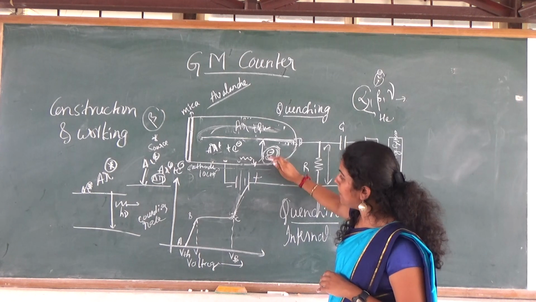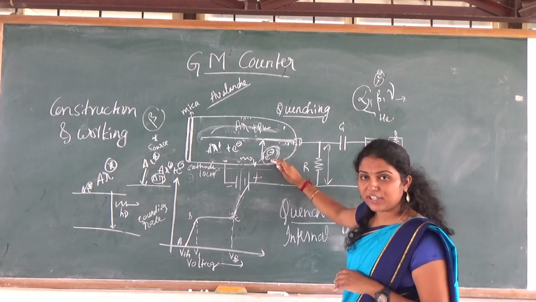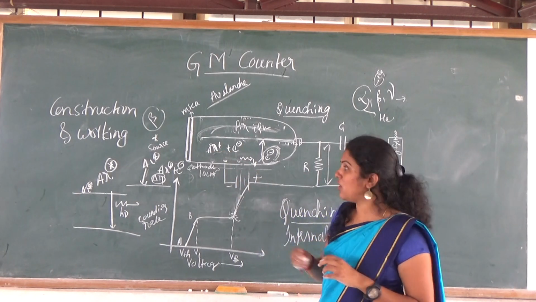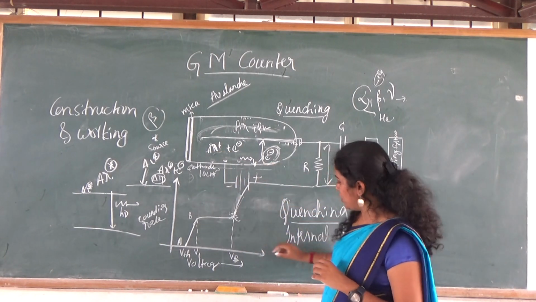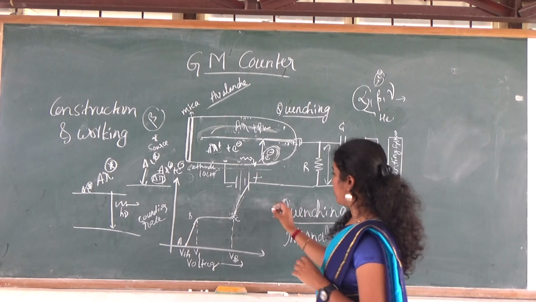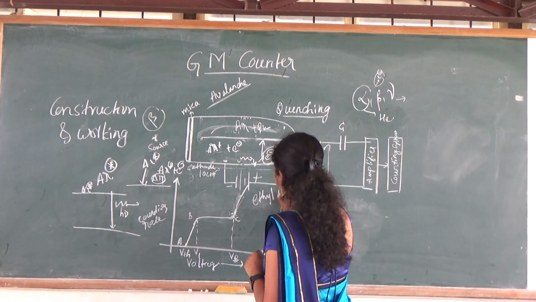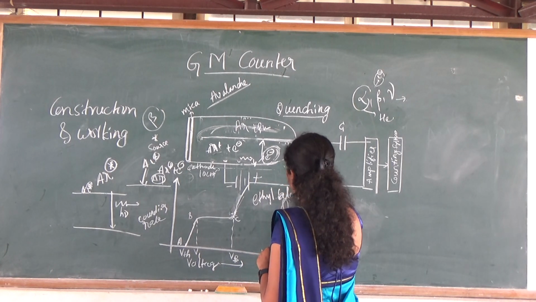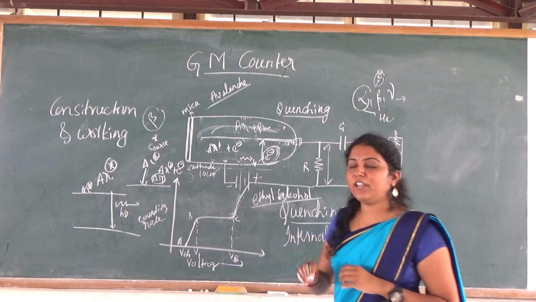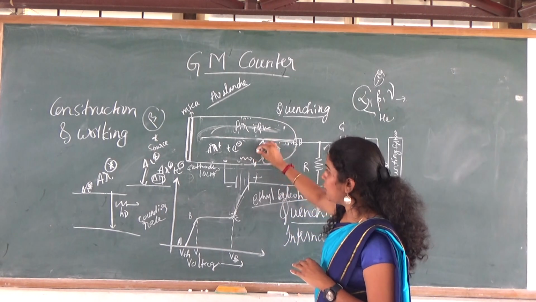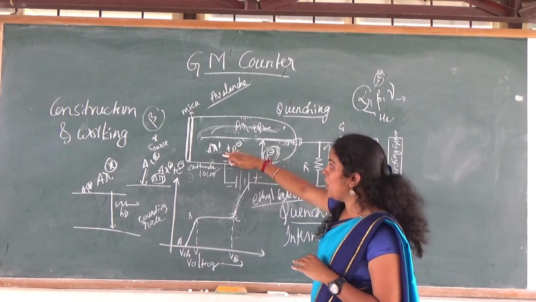So, we need to suppress this extra electron which is formed during the neutralization of argon. To suppress this, we are using ethyl alcohol. What happens when we use 1% of ethyl alcohol? So, during the neutralization of argon, what happens?